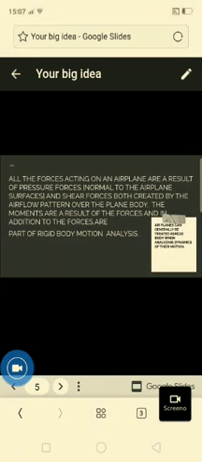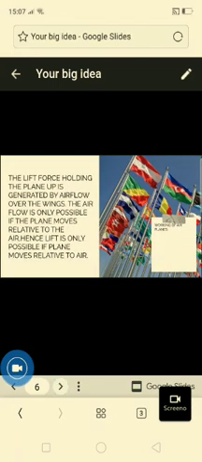Airplanes can generally be treated as rigid bodies when analyzing the dynamics of their motion. Okay. Rigid body means a very hard body. An airplane can be treated as a rigid body with regard to the dynamics of its motion. The lift force holding the plane up is generated by airflow over the wings.